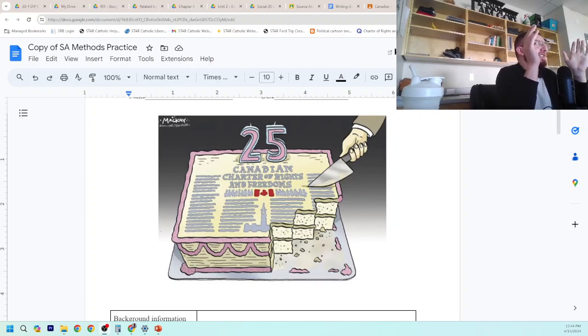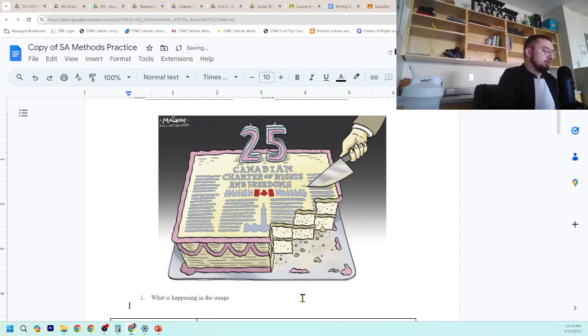Okay, so we're doing a source analysis. The first thing you want to do is just look at the image. There's two main focuses you have here. One of them is, and I can write this down actually, what is happening in the image, and the other is, what do you think is the message in the image? So this is just a precursor.